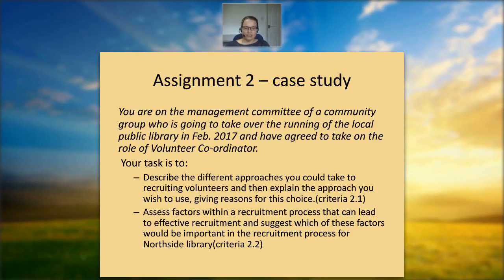Your second task is to assess the factors within the recruitment process that can lead to effective recruitment and suggest which of these factors would be important in the recruitment process for Northside Library. So I've mentioned Northside a couple of times. Let's just find out a little bit more about Northside.